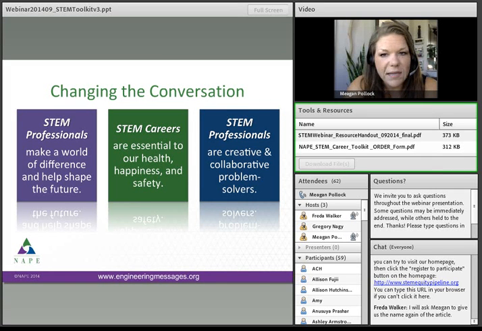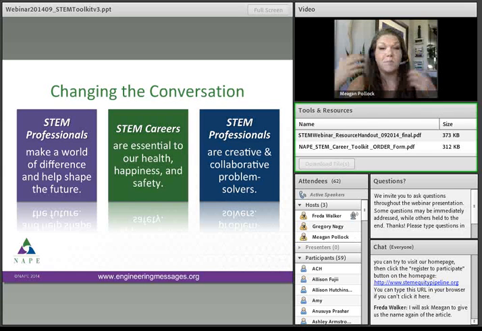We want to lead with the difference that you can make as a STEM professional and lead with the problems that you're going to get to solve that are going to change the world, rather than, well, if you want to be in STEM, you've got to take this math. That's not the hook, right?